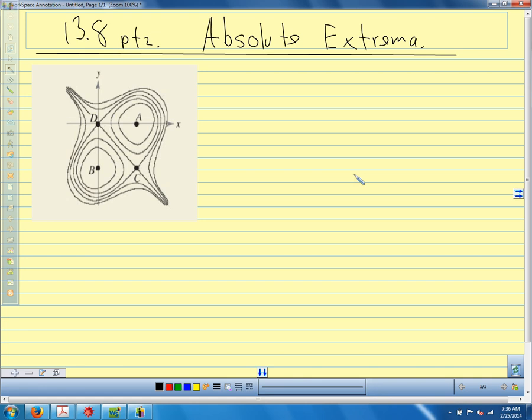Now the single variable function is kind of easy because our boundary is just a point at either end. For a multivariable function, our boundary can be any kind of curve. So that's what makes absolute maximum and minimum a little more complicated. So when we're looking for an absolute extrema, we're going to have a bounded region. We're going to have some kind of boundary.